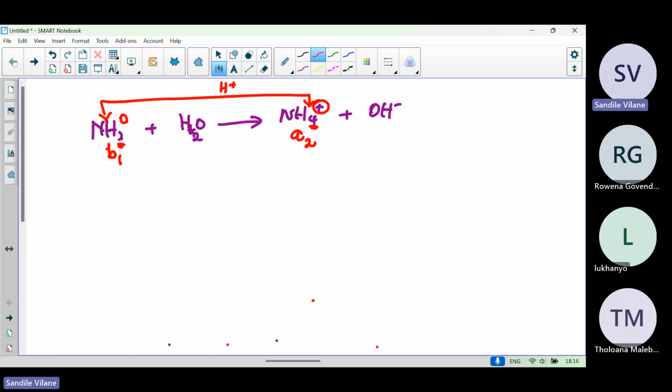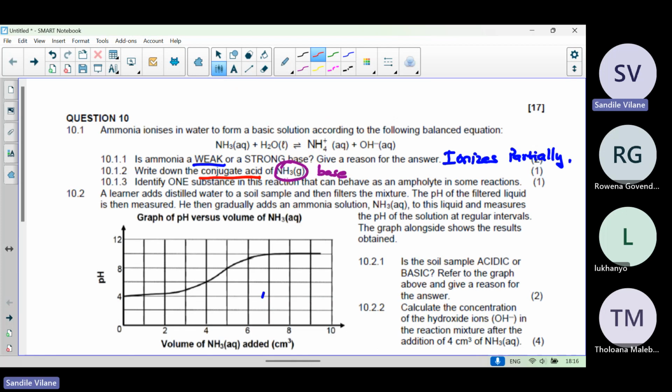So the question that says, find the conjugate acid of ammonia, they are telling you that ammonia is a base in this case. So the conjugate acid of this ammonia in our case will be the NH4 plus ion.